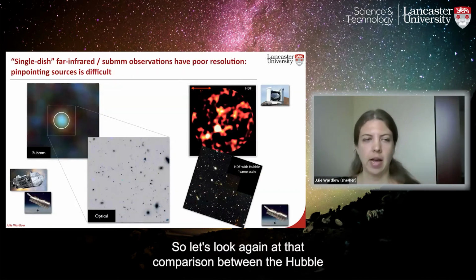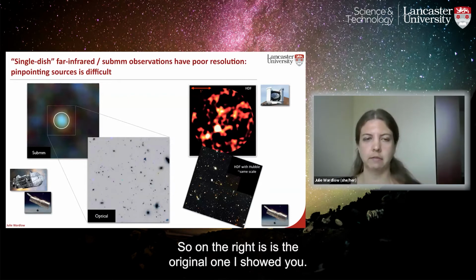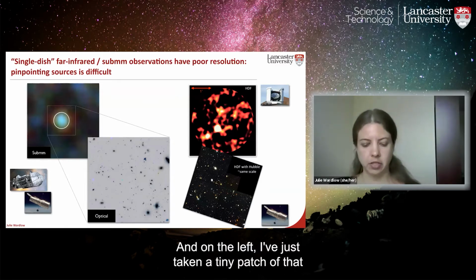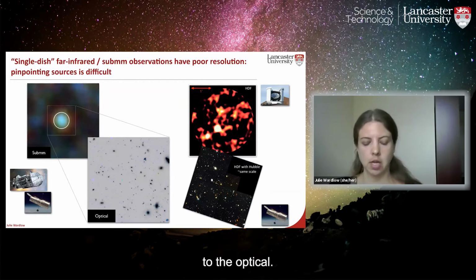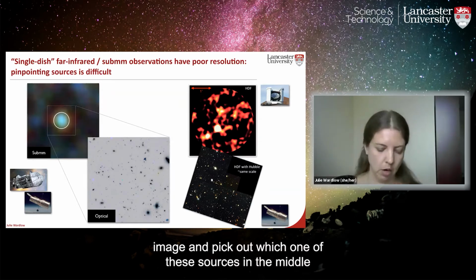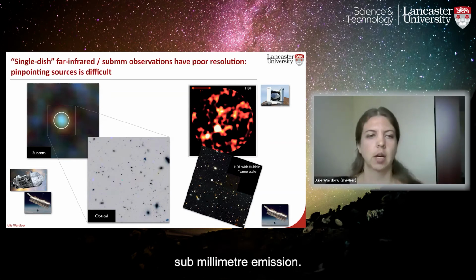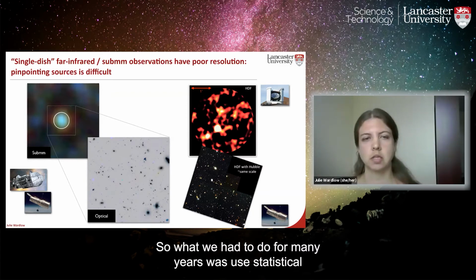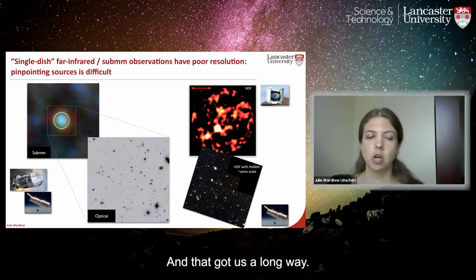So let's look again at that comparison between the Hubble optical data and this far infrared data. On the right is the original one I showed you. And on the left, I've just taken a tiny patch of that Herschel image that I just showed you and compared it to the optical. And you might be able to start to see one of the problems that we had for a long time here. And that is that it's very, very hard to go from a submillimetre image to an optical image and pick out which one of these sources in the middle here is causing all that bright submillimetre emission. So what we had to do for many years was use statistical arguments and try and figure out these correlations statistically. And that got us a long way.